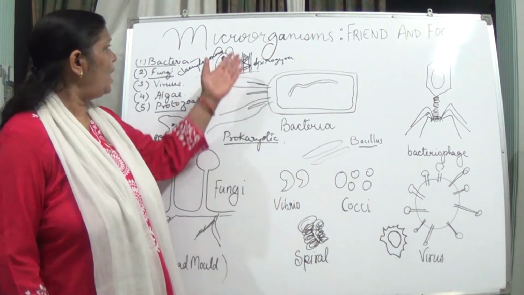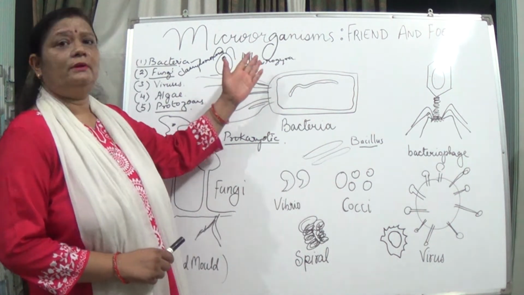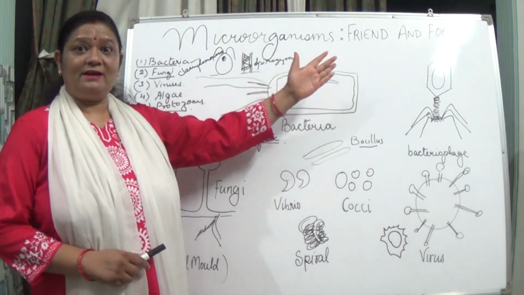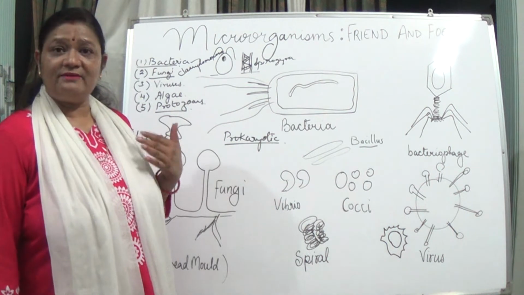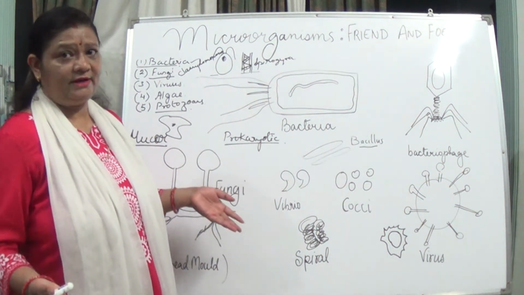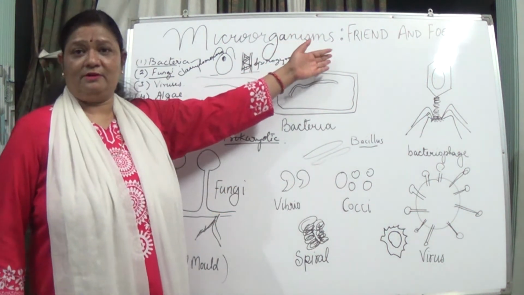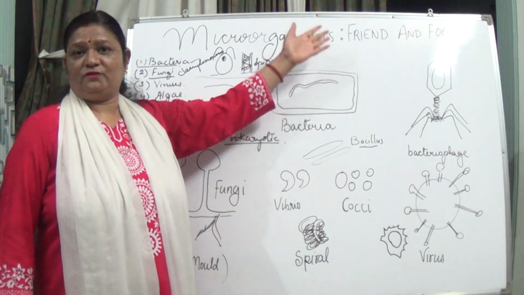Now let us see how these microorganisms are related to us. Okay, how? They are friendly as well as they are harmful, isn't it? They are beneficial for us as well as they are harmful for us. So we can say they are our friends or they are our enemies also. Okay, so let us study first the nice one only, that is, it is friendly to us.